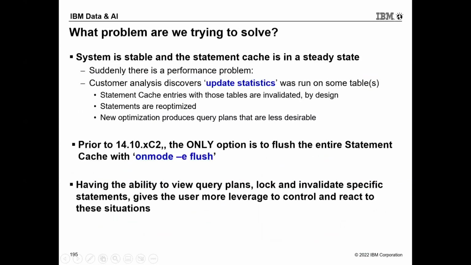So your system is stable and the statement cache is in a good place. And suddenly you have a performance problem out of the clear blue sky. Customer analysis discovers update statistics was run on some table. The statement cache entries with those tables are invalidated by design. Statements are re-optimized, and a new optimization produces query plans that are less desirable. Prior to XC2, all you could do was run onmode -e flush to flush the entire statement cache. Having the ability to view query plans, lock and invalidate specific statements gives the user more leverage to control and react to these situations.